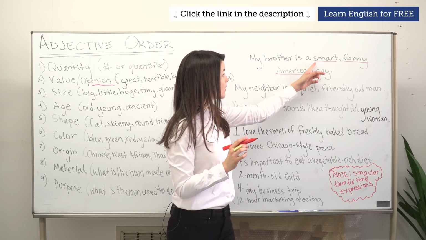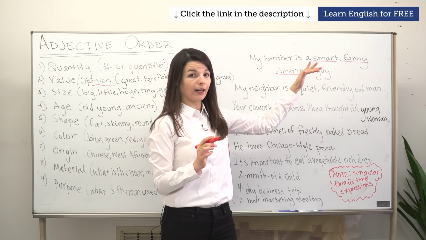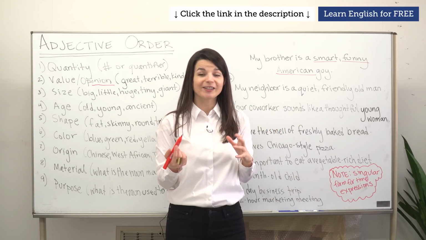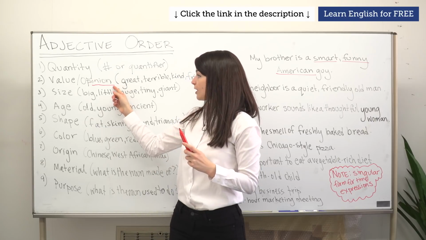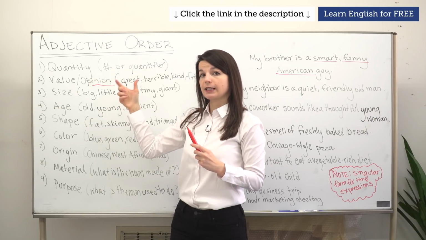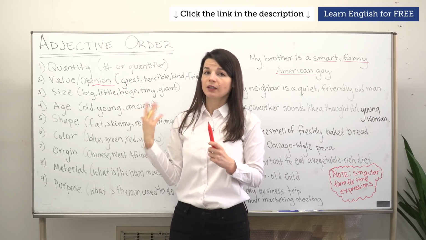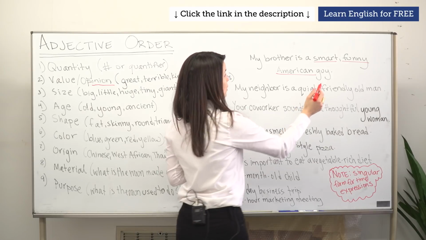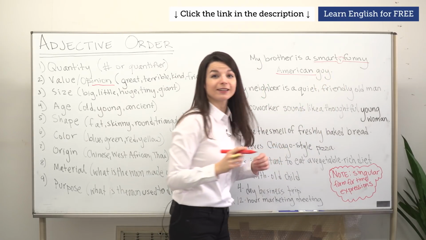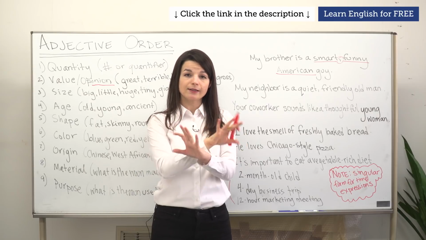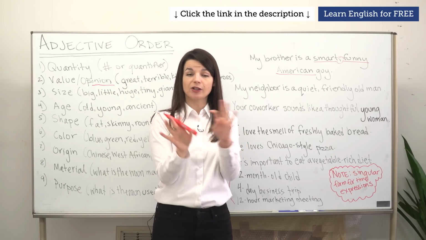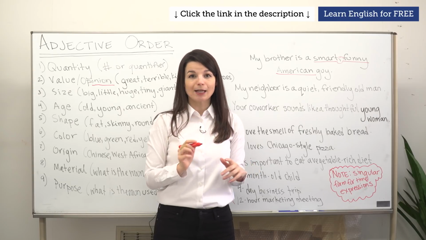Here I've said my brother is a smart, funny American guy. I could say my brother is a funny, smart American guy. That's fine because these adjectives, smart and funny, come from the same category. In these cases, we can use a comma to separate the adjectives. So smart and funny or funny and smart. If you can mix the adjectives, meaning you can change the order of the adjectives, you can separate them with a comma.